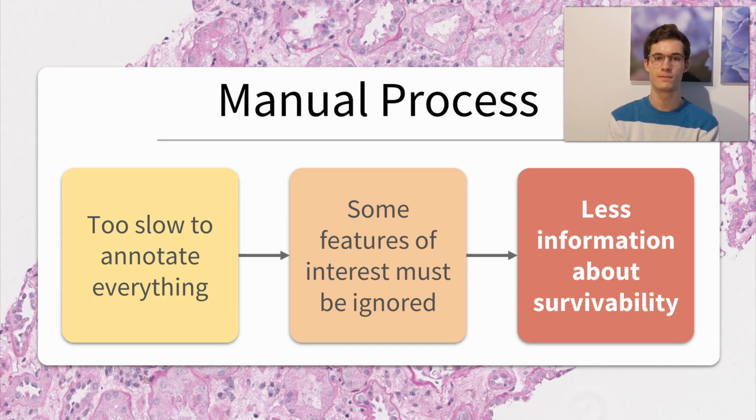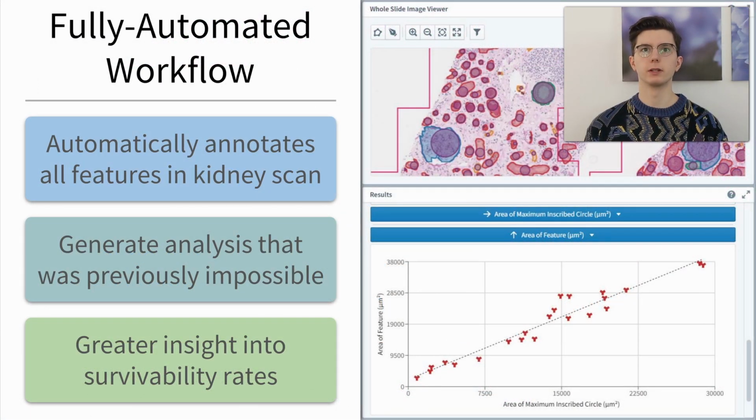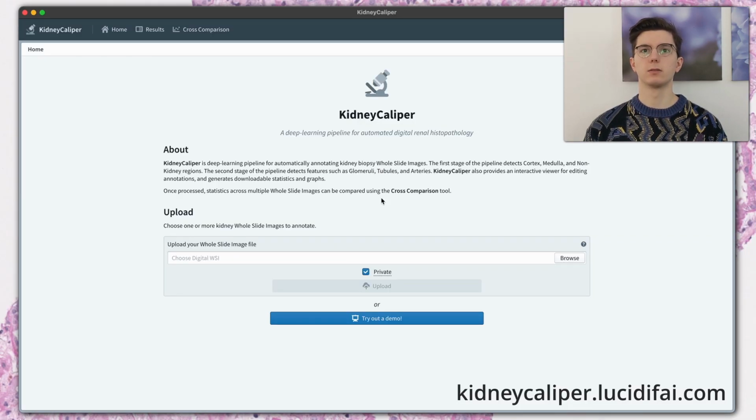Kidney Caliper solves this with a dramatically faster workflow for pathologists. All features of interest in a kidney scan are automatically annotated, even those that pathologists didn't usually have time to annotate. And measurements and analyses that were practically impossible to capture manually are now obtainable. Finally, researchers now have much greater insight into finding out what factors make a difference in donor kidney survivability. Now, let's see this tool in action.